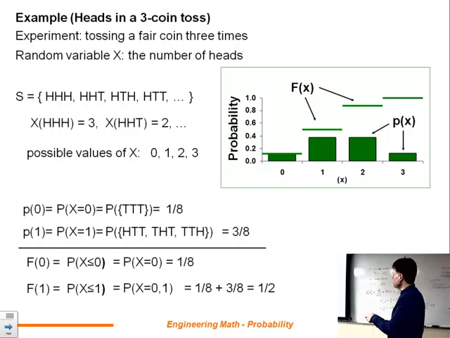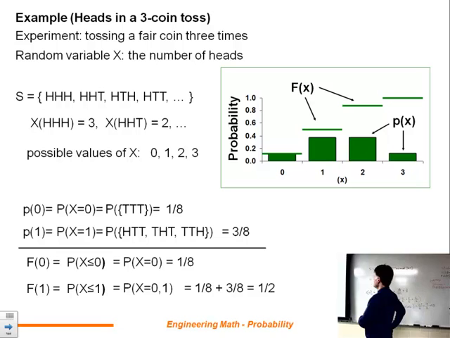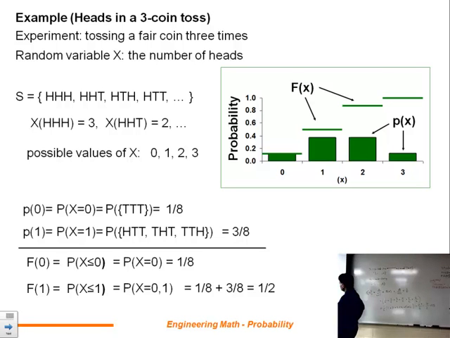Okay. So that's the probability distribution. That's the probability function. The cumulative function is everything less than or equal to the current value. So for the smallest value, it's just equal to the probability. For the next value, it's equal to the previous value plus the new probability. For the next value, it's equal to the previous value plus the new probability. And finally, for the last value, it's equal to all the probabilities added up.